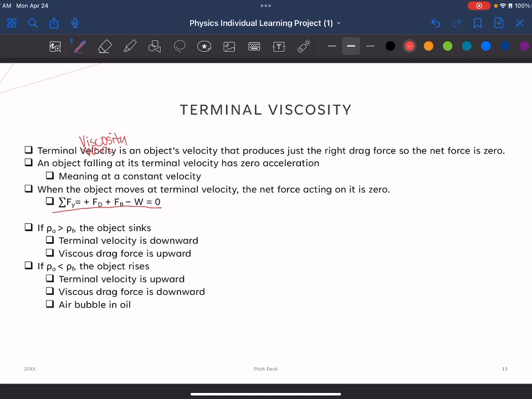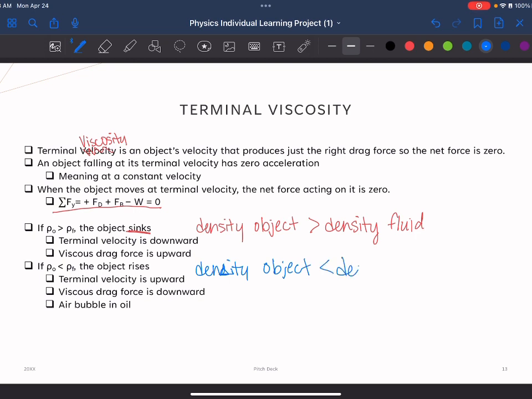So if the density of our object is greater than the density of our fluid, then our object will sink. And that will have a terminal velocity that is going down and a viscous drag that is going up. And then for this one, our density of our object is less than the density of our fluid. And that would make the object rise. So on this one, the terminal velocity is upward while our viscous drag force is downward. And an example of this would be an air bubble in oil.